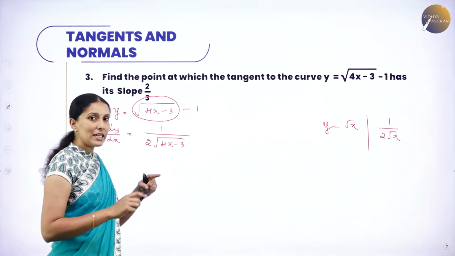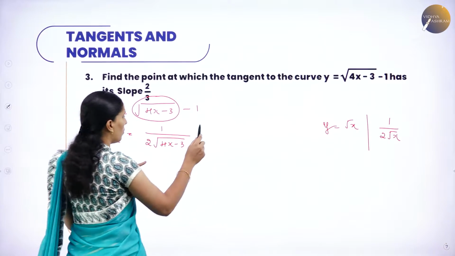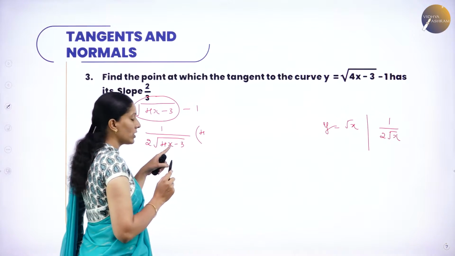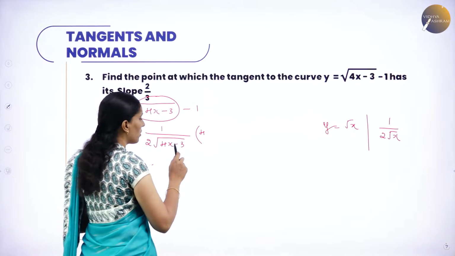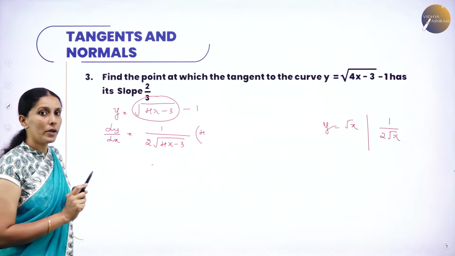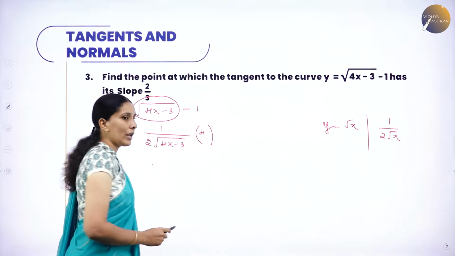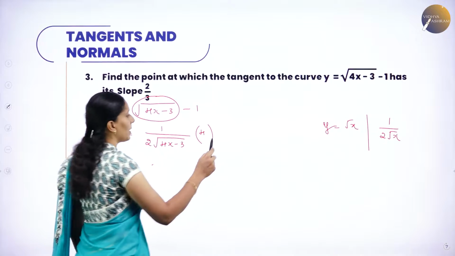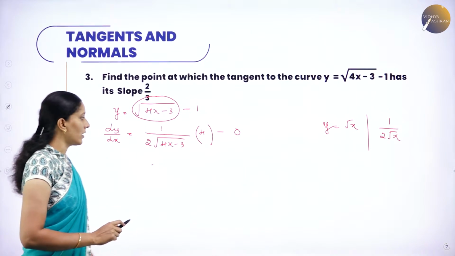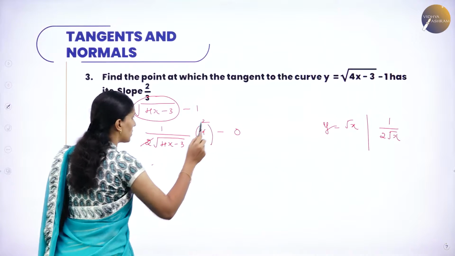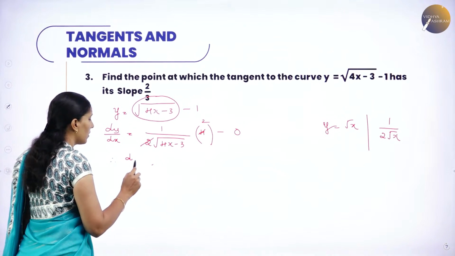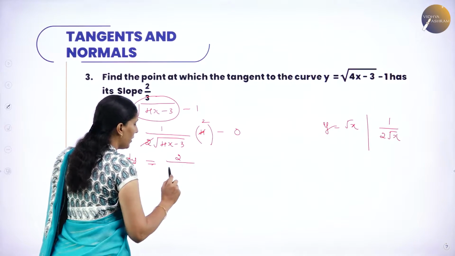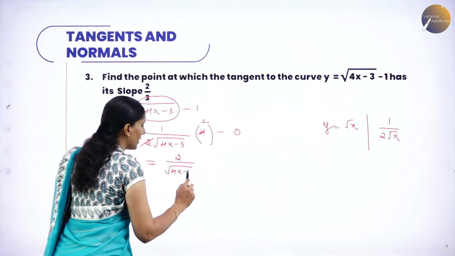But 4x minus 3 is again one more function, so apply the chain rule. Now derive 4x minus 3. Derivative of 4x becomes 4 because derivative of x is 1. So 1 into 4. Minus 3 is completely 0 because it's a constant. Again here also derivative of minus 1 becomes 0. See, we are deriving this function, then it becomes minus 0 because 1 is constant. So we get here 2 1s are, 2 2s are. So therefore, dy by dx is equal to 2 divided by root of 4x minus 3.